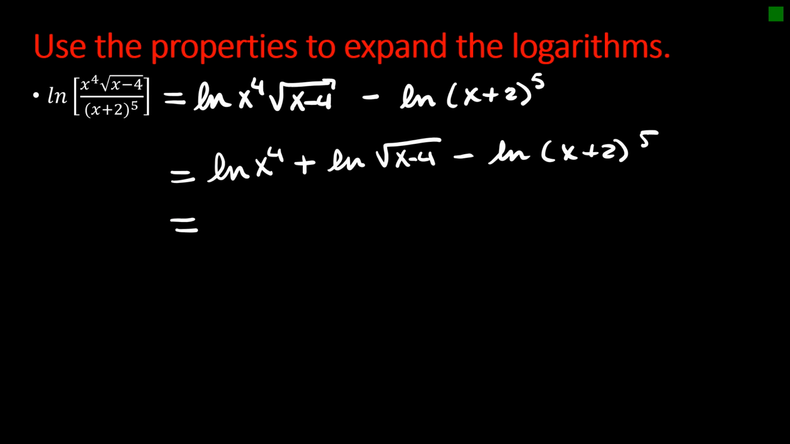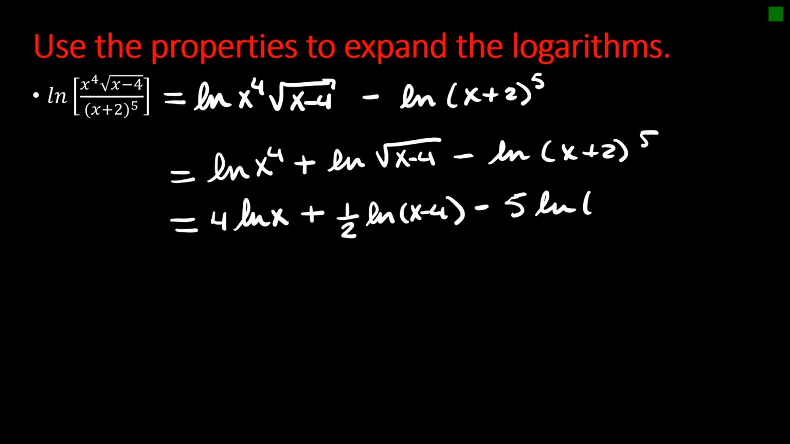And then we can bring down our powers. 4 natural log x plus, the square root is the same as raising something to the 1/2 power, so this becomes 1/2 natural log x minus 4, minus 5 natural log x plus 2.